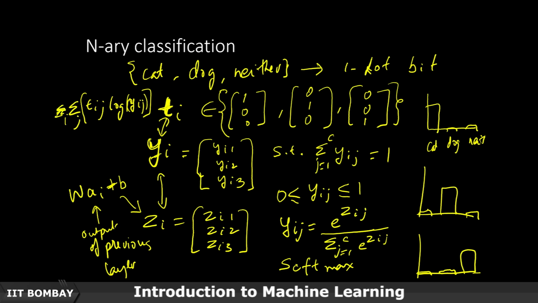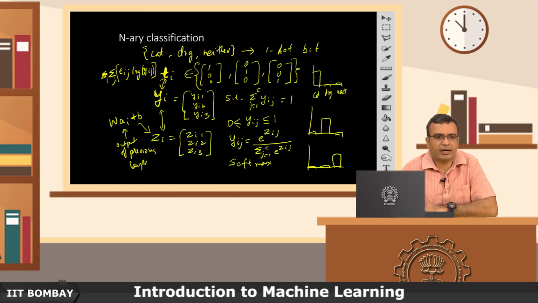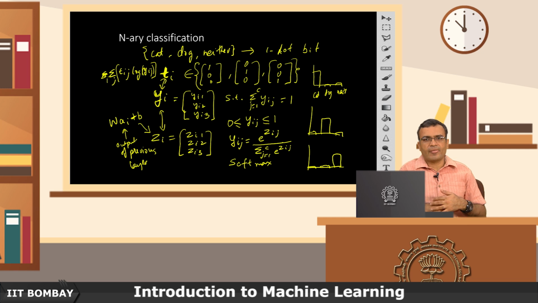Okay, so negative of sum over i, sum over j, and then Tij log of Yij. So now think about how it is working. If Ti is 0, then Ti times log of Yi does not matter, it does not contribute. But if Ti is 1, then the loss can only be minimized if Yi is a large value, as in close to 1 as opposed to being close to 0.